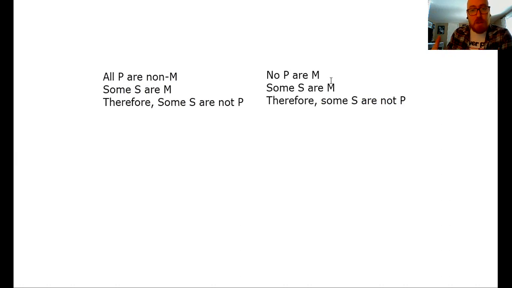That is why we use operations like conversion, obversion, and contraposition. What these operations allow us to do sometimes is to reduce the number of terms. Here we have four terms, but since all P are non-M is logically equivalent to no P are M, we can reduce the number of terms from four to three. In this case, we're using the operation of obversion. Now, without further ado, let's go ahead and get into it.